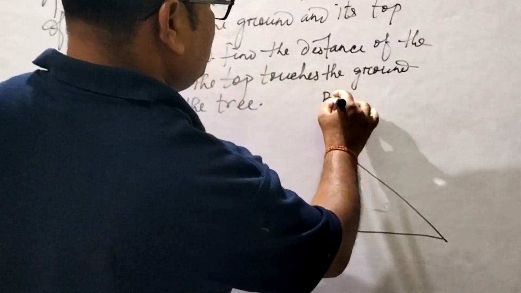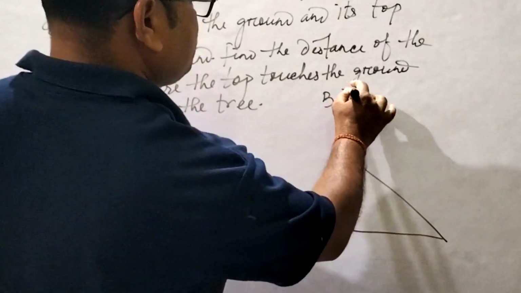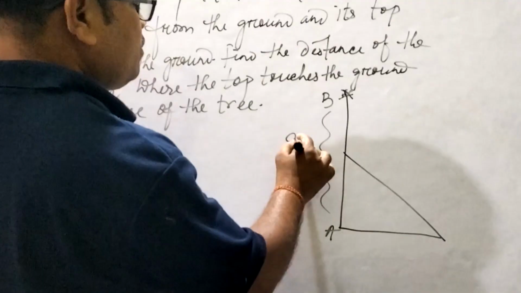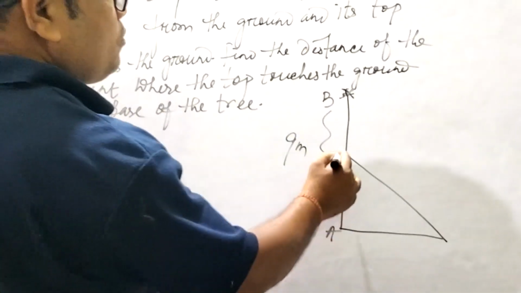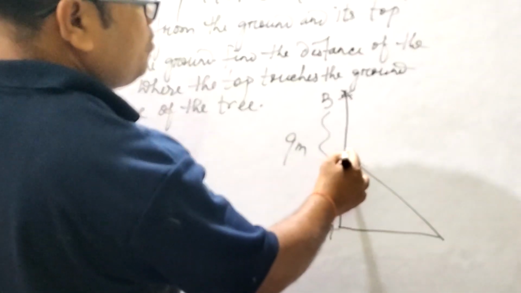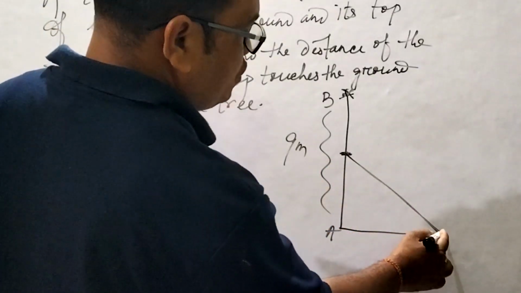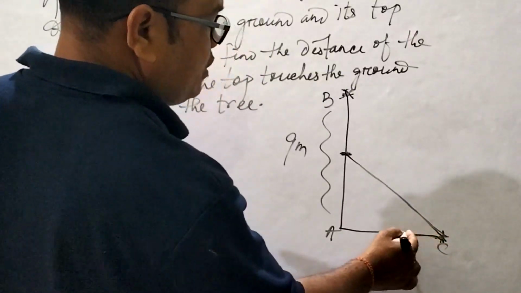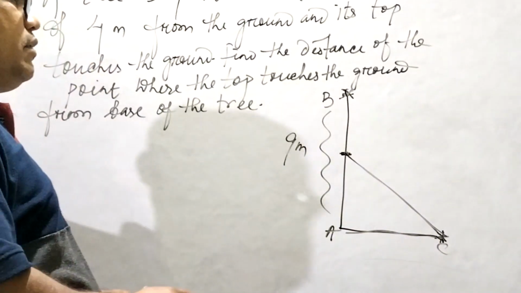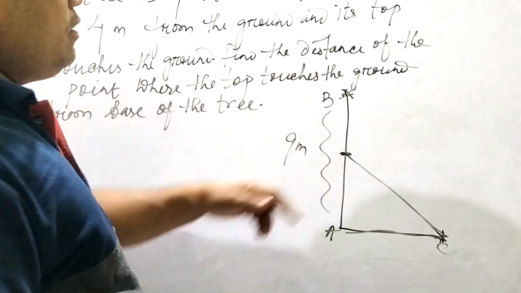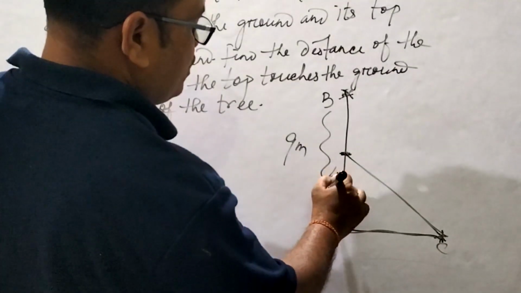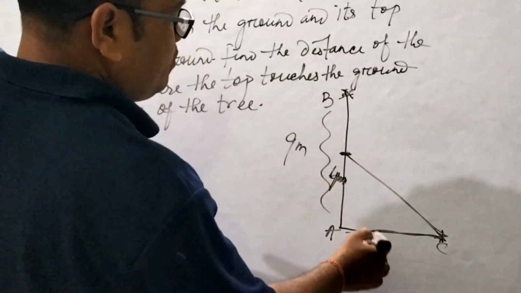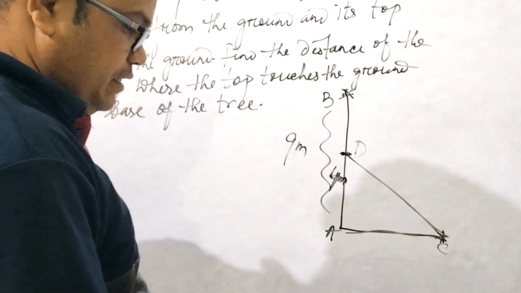Suppose this AB is your tree. AB is the length of the tree. It is given 9 meter. From a certain point, it has been broken and it touches the ground. It is touching this ground at point C. It is broken at a height of 4 meter. That means A, B, C, D. Let it be D.